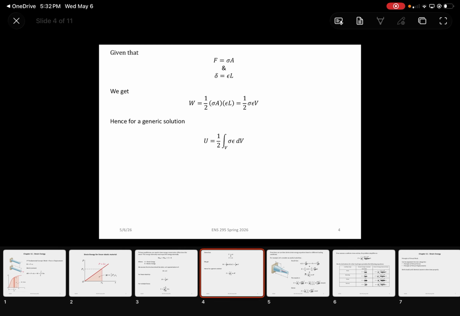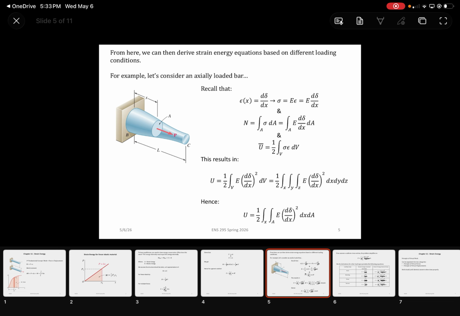No? All right. Now, this is great and all, but there are a lot of cases where we can have different types of loading. We can have bending loading, torsional loading, and so on and so forth. So what we should do is maybe derive some expressions to be able to calculate the potential strain energy for different types of loading. That is what I did here.